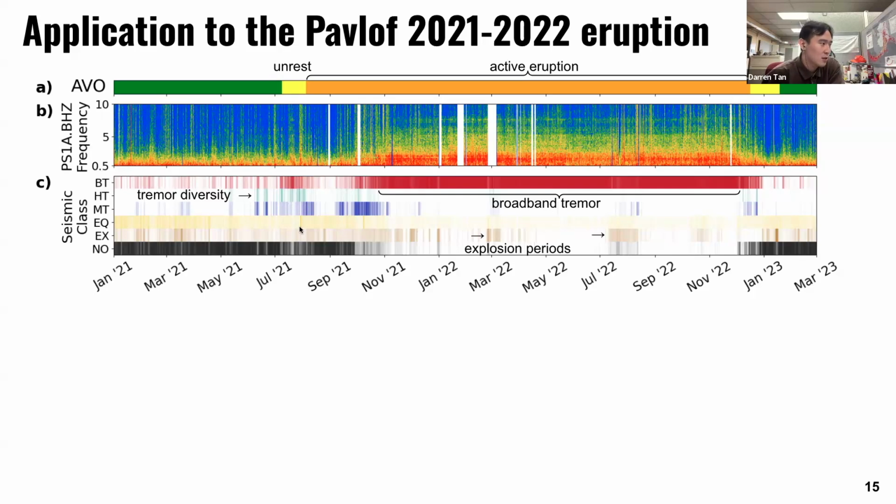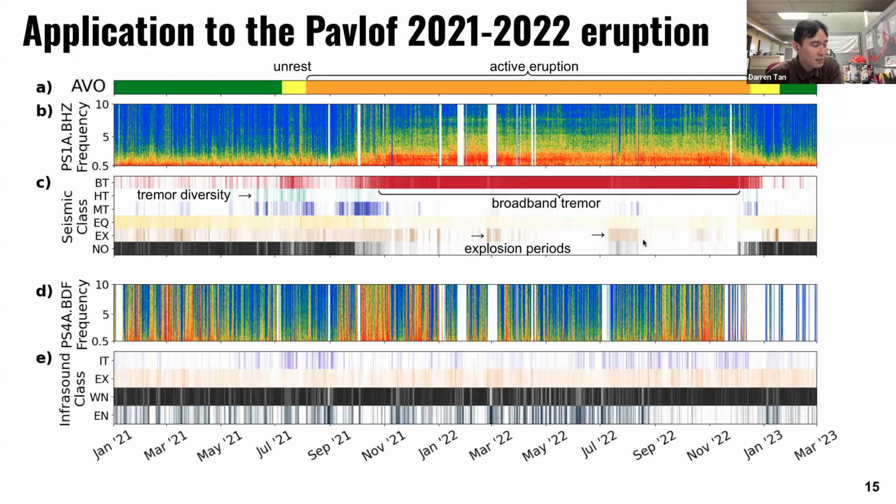And then we see quite a lot of earthquakes and explosion classes. But what's perhaps really interesting is to see these nested explosion periods here in the middle of the broadband tremor, showing that there are some explosive periods buried within there that could have been missed.